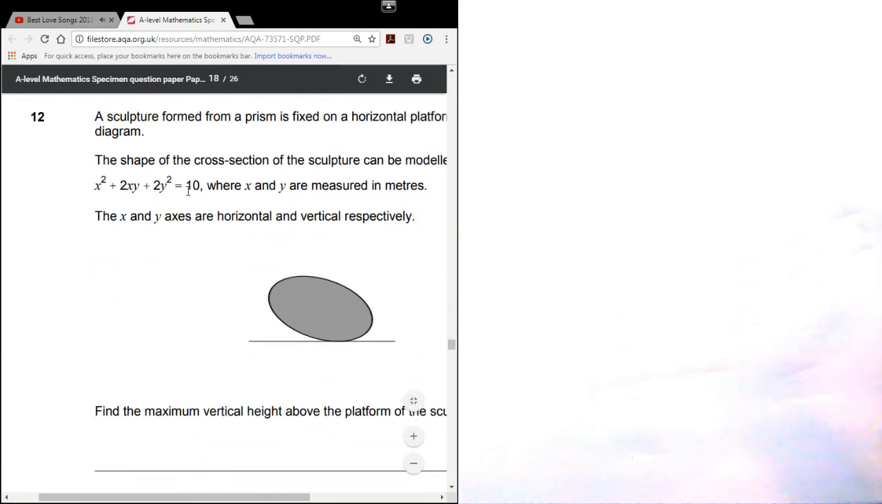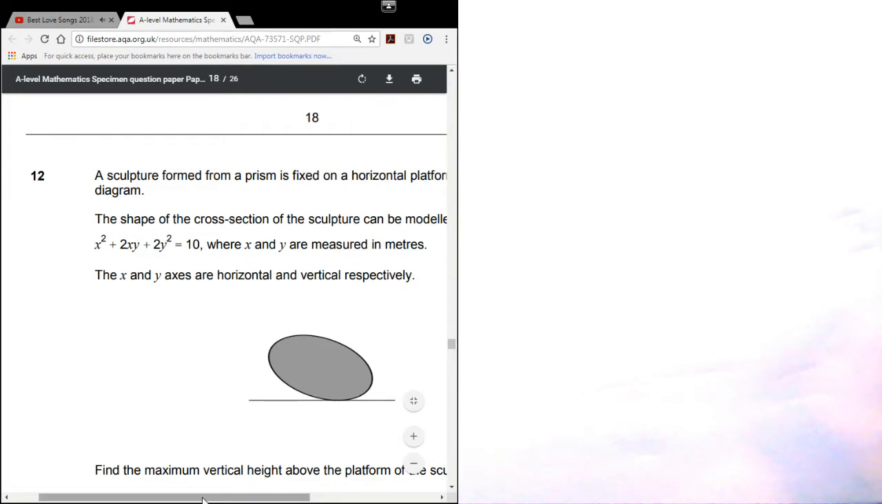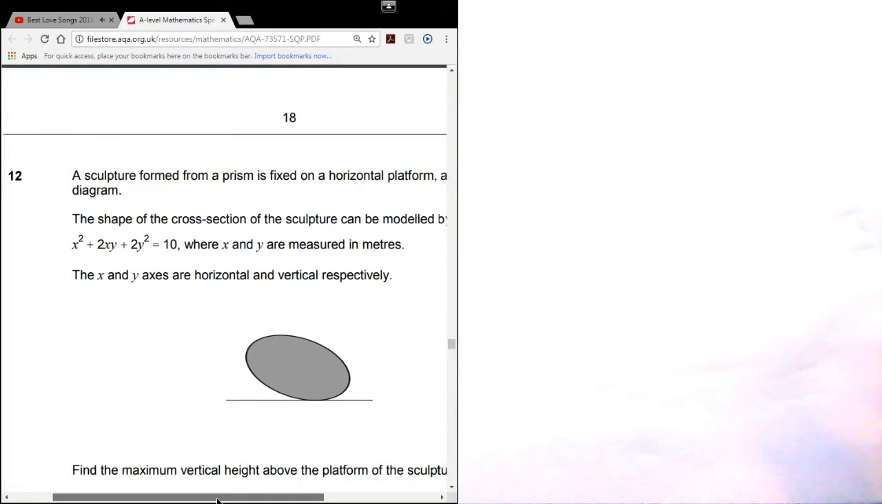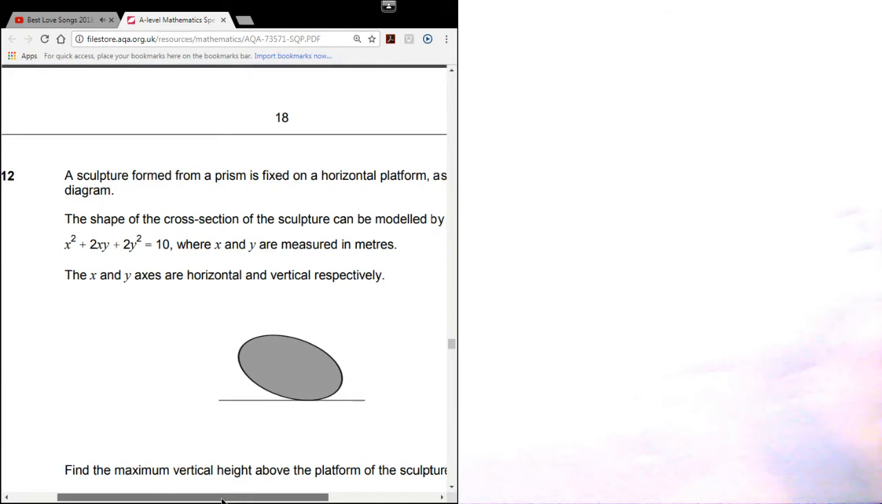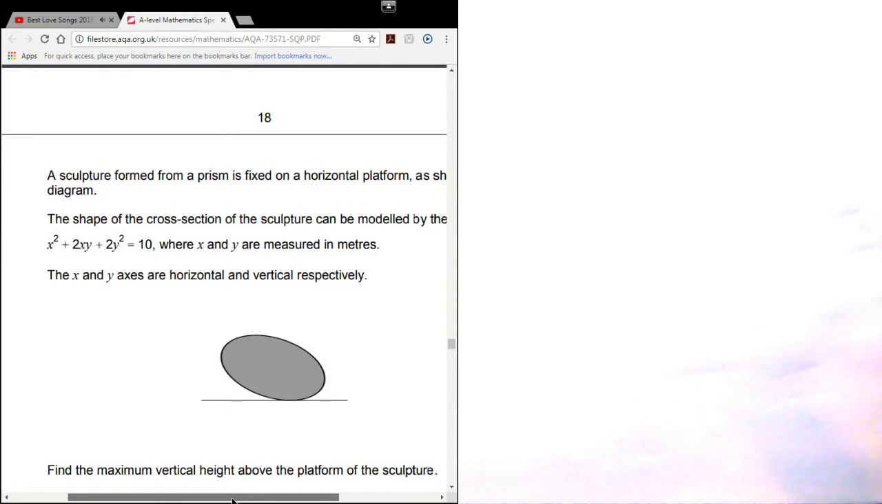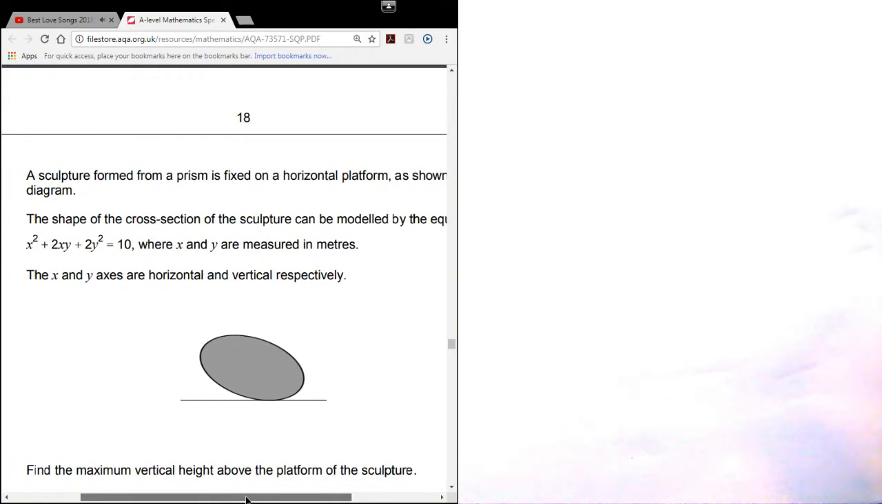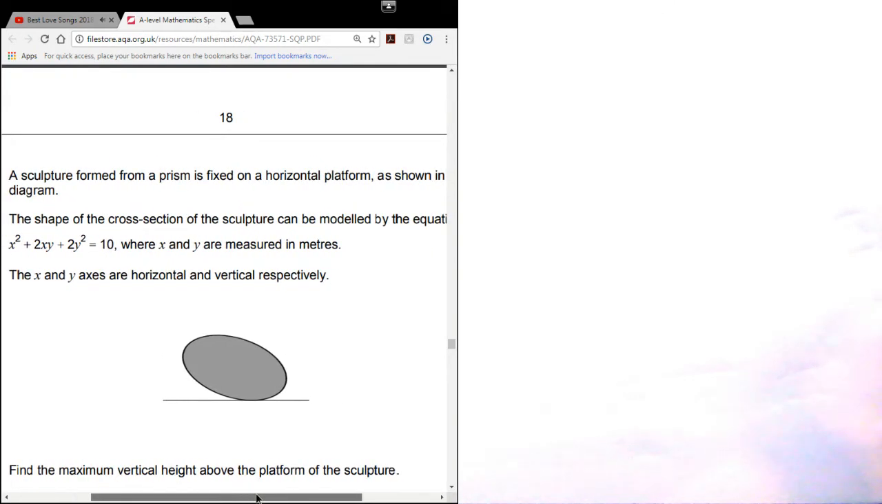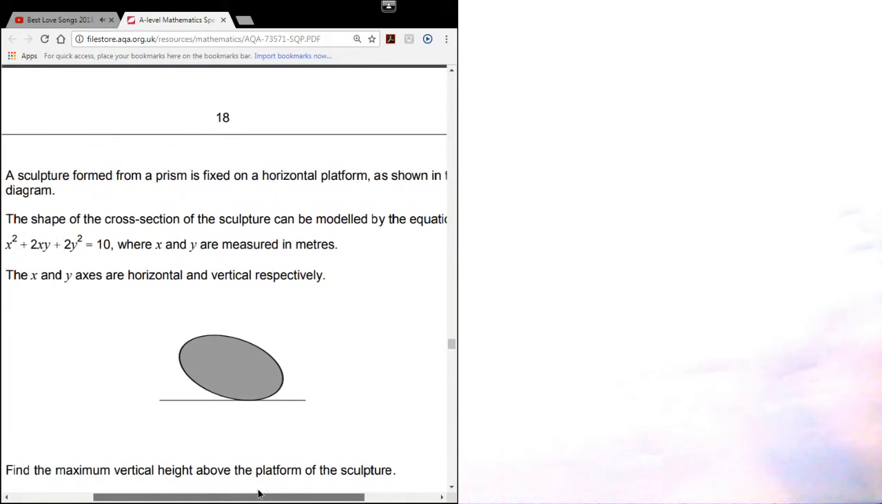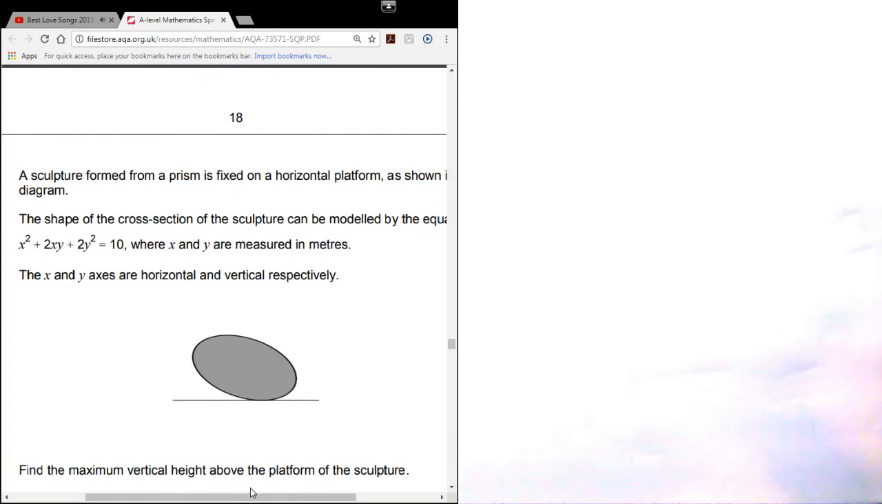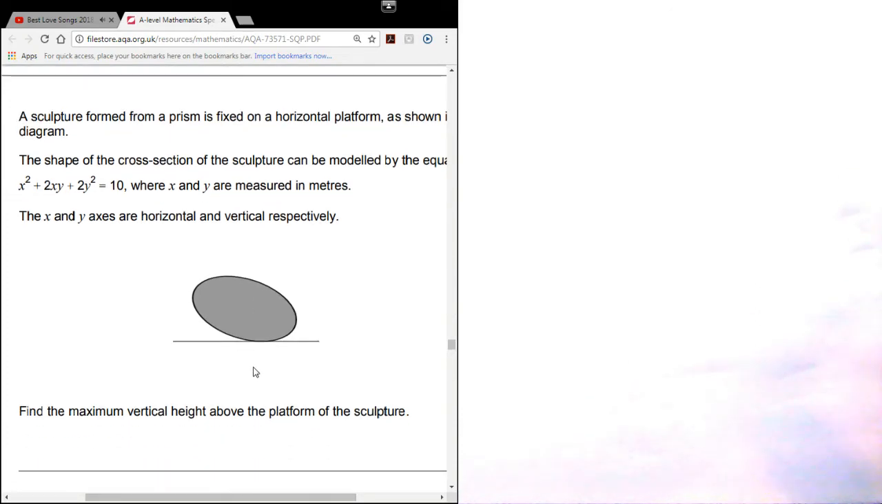Question 12 now is an interesting question, okay? Question 12. A sculpture formed from a prism is fixed on a horizontal platform as shown in the diagram. The shape of the cross-section of the sculpture can be modeled by the equation x squared plus 2xy plus 2y squared equals 10. X and y are in meters. X and y represent the horizontal and vertical. Find the maximum vertical height above the platform of the sculpture.